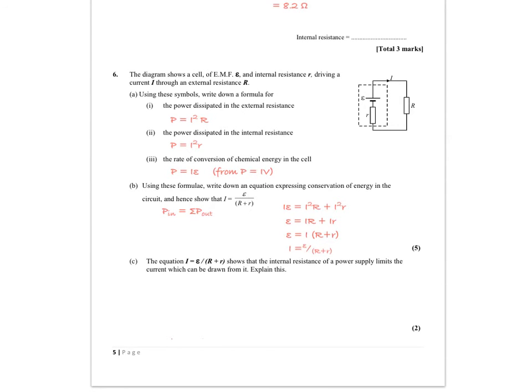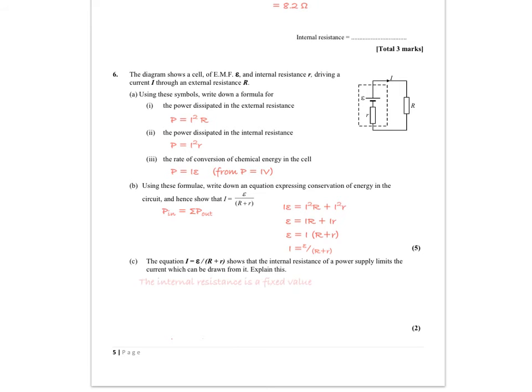It's a little bit of an exercise in algebra, this. But the key jump that you've got to make, the key bit that you've got to click with, is that these terms for power are equivalent to each other in terms of power in and power out. So this statement here is the really important one. We're then told that the internal resistance of a power supply limits the current which can be drawn from it. We need to explain why.